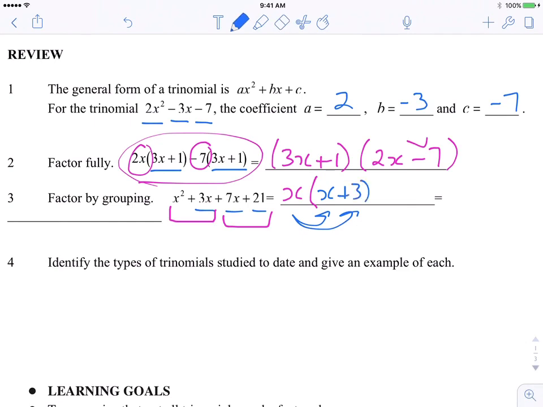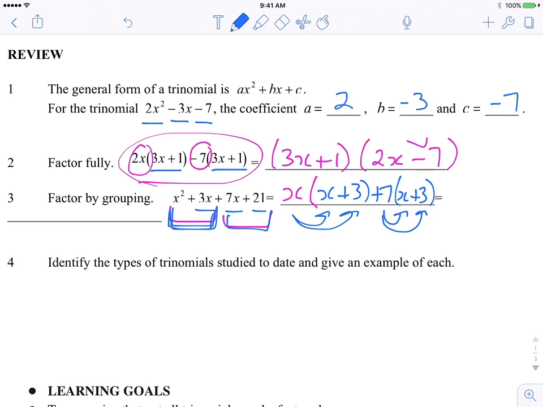So if you look at that, x times x is x squared, x times positive 3 is 3x, and I've accurately represented my first binomial. And I'm looking at the second binomial, 7x plus 21. What I have in common here is a positive 7, and then if I multiply 7 times x, I will get 7x, and times positive 3, I will get positive 21. 7 times x is 7x, 7 times 3 is positive 21.